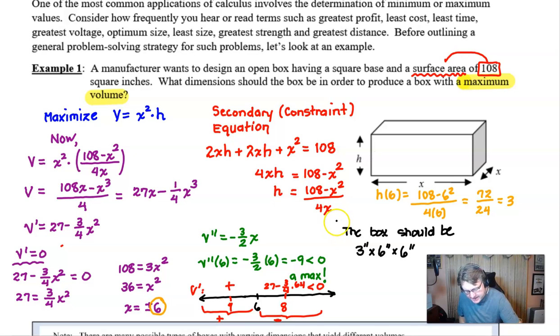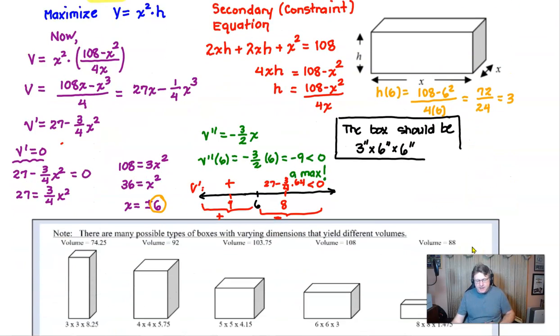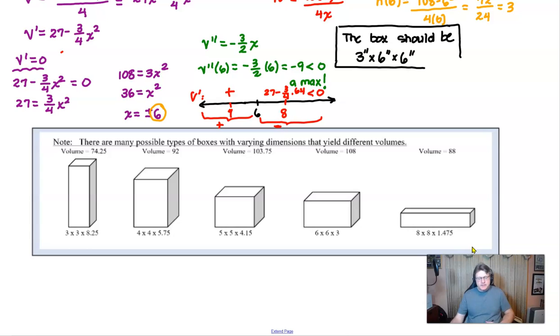So that would take care of the problem. That would give you the maximum volume as long as you had a surface area of 108 square inches, not including the top. And one of the things that's kind of neat about this problem is that if you really think about it, there could be so many different types of boxes that make this true.